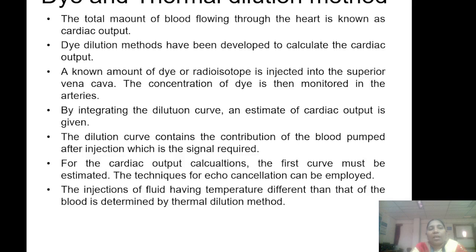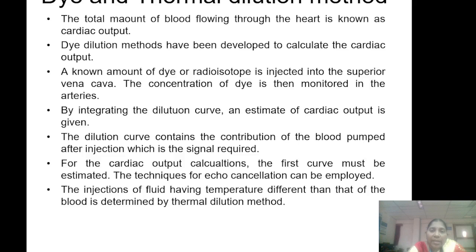Then the next one is dye and thermal dilution. Why do we go for dye and thermal dilution? When we want to measure cardiac output. What is cardiac output? The total amount of blood pumped out by the heart per minute. We call it cardiac output. There are different methods to record the cardiac output, such as the dye and thermal dilution methods.